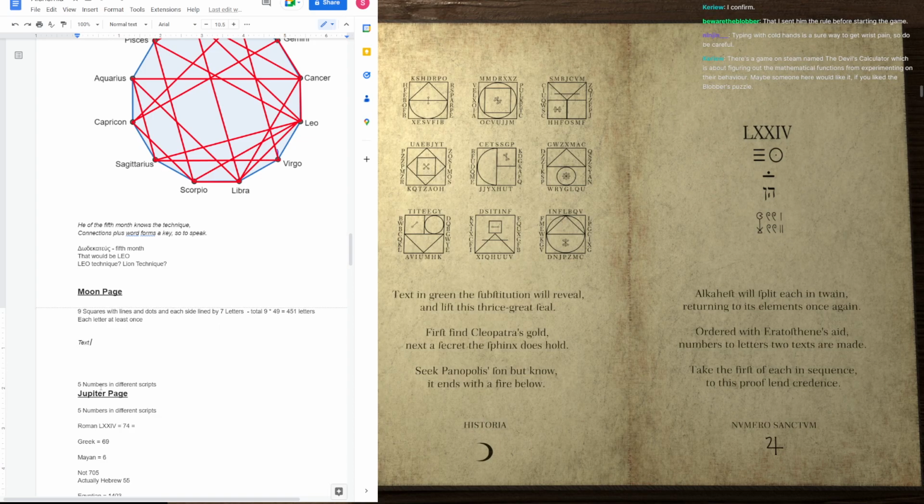That's text in green, the substitution will reveal and lift this thrice great seal. I have no idea. First, find Cleopatra's gold. Now I want to play Cleopatra. Next, a secret the Sphinx does hold. Seek Panopolis. Sun, but no. It ends with a fire below.